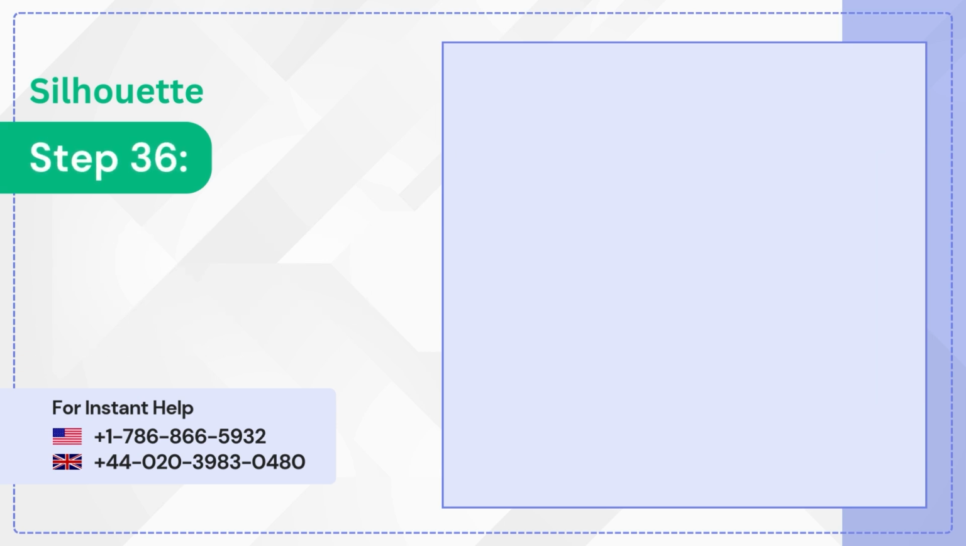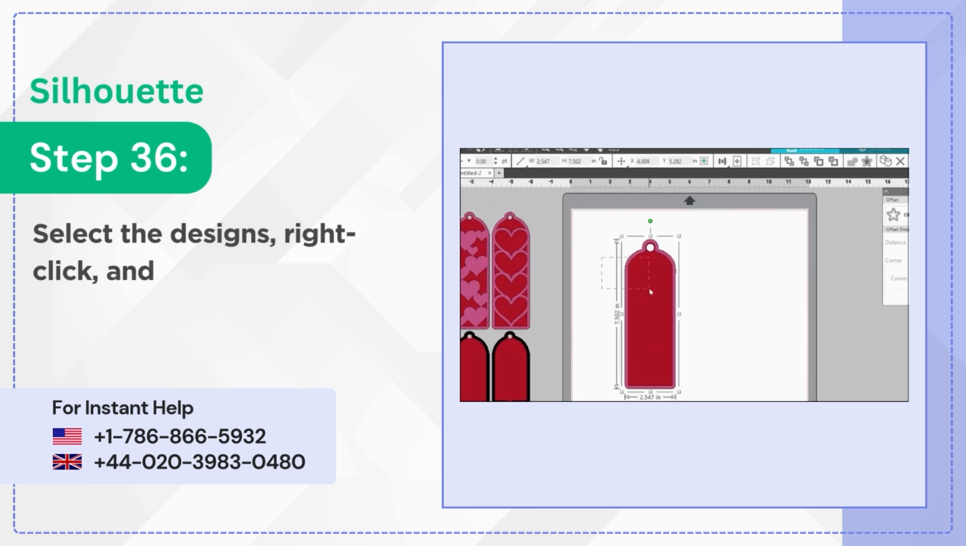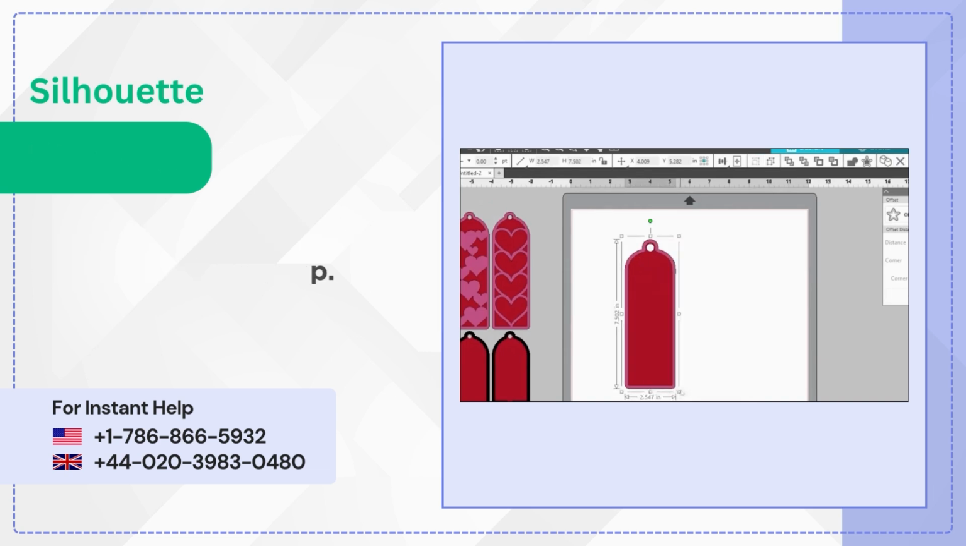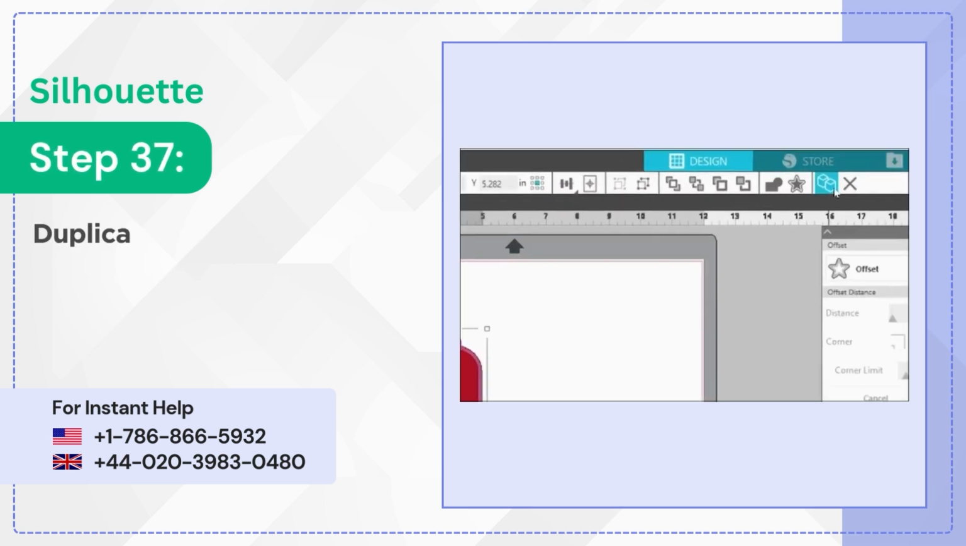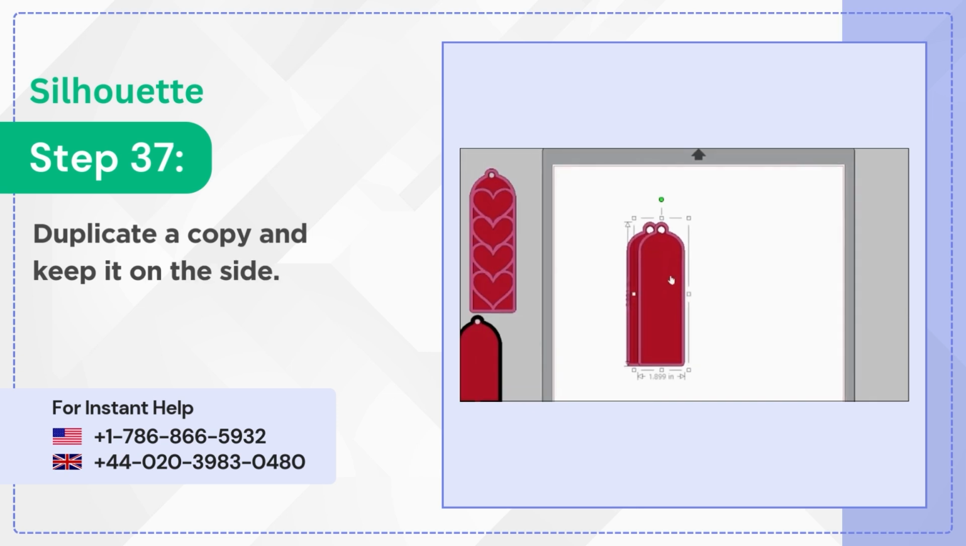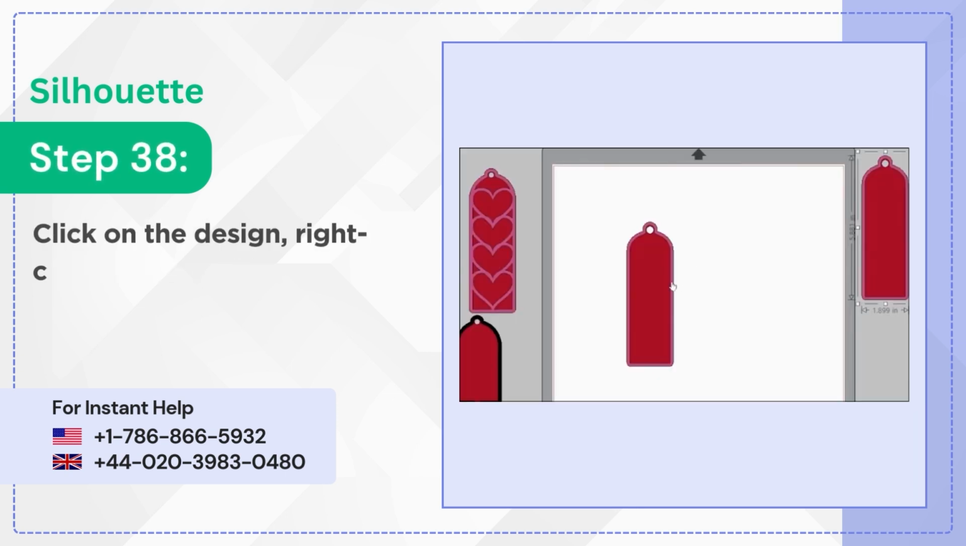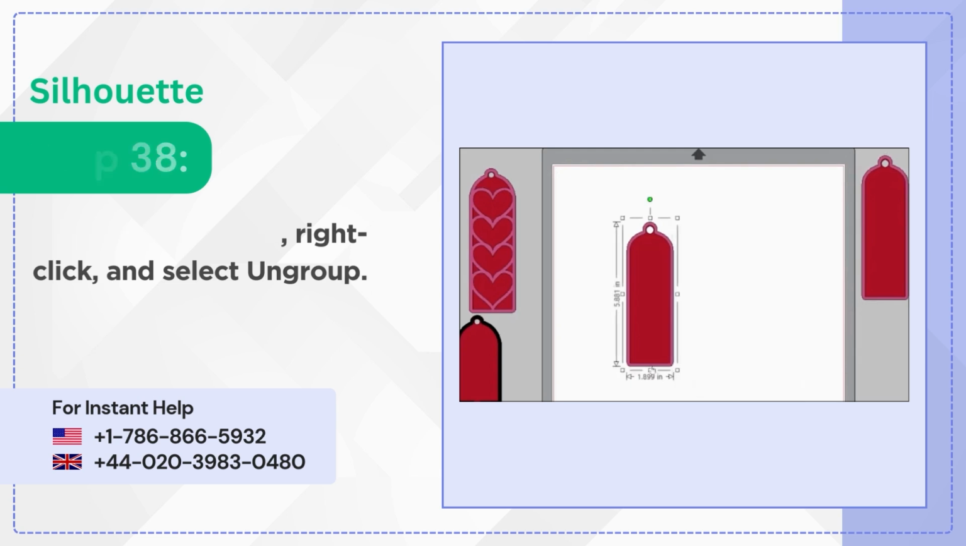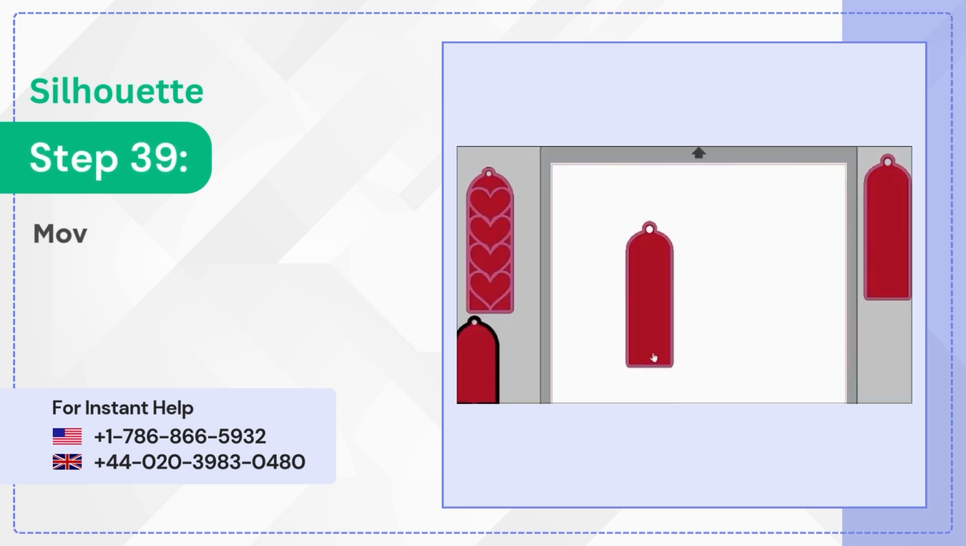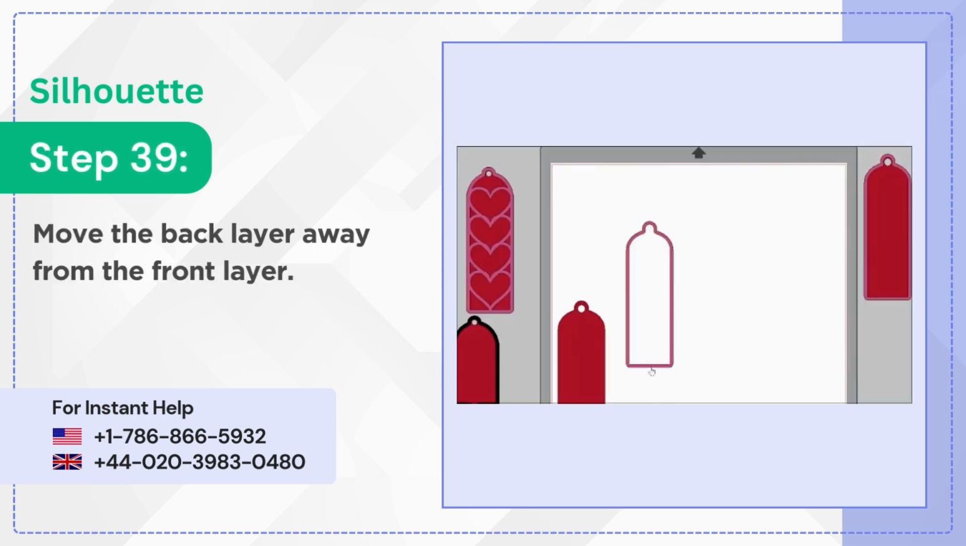Step 36. Select the designs, right-click and select Group. Step 37. Duplicate a copy and keep it on the side. Step 38. Click on the design, right-click and select Ungroup. Step 39. Move the back layer away from the front layer.